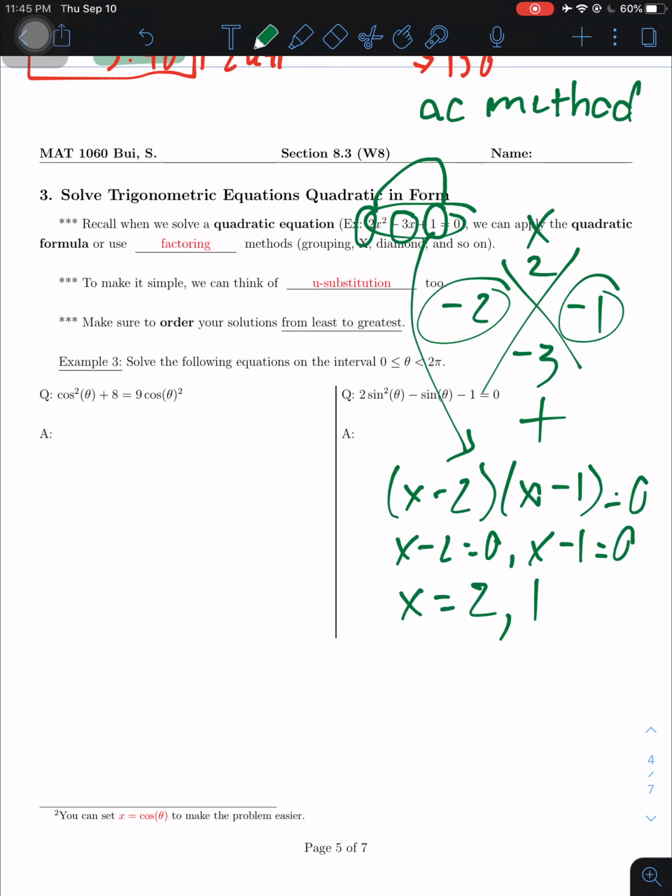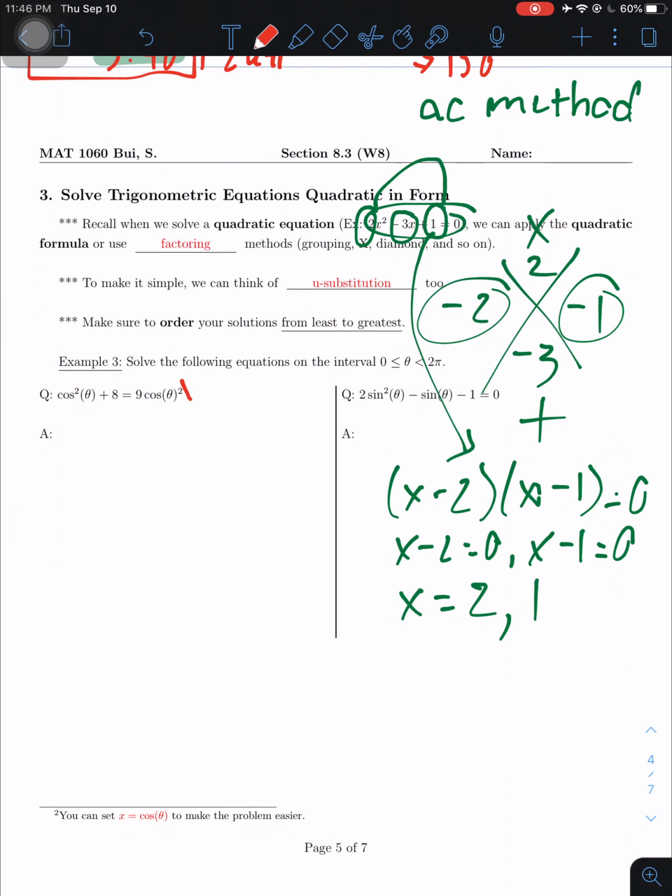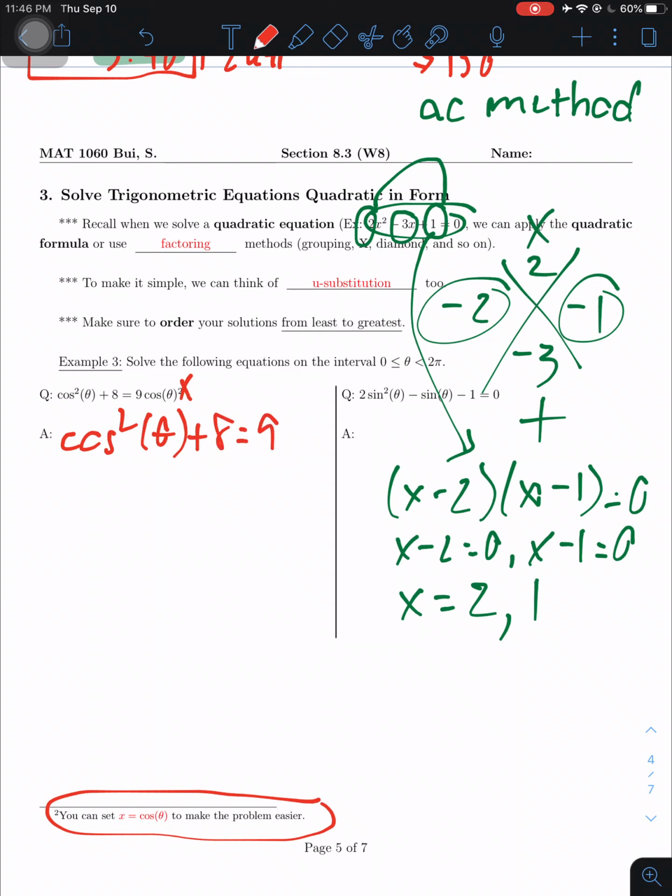Okay, so let's talk about the first example that we have in here. This 2 in here, it's not a square, just so you know. This 2 in here is just the footer in here. So just in case it confuses you guys, let me rewrite the problem properly. So it is cos square of theta plus 8 equals to 9 cosine of theta. This is the problem by itself, okay?